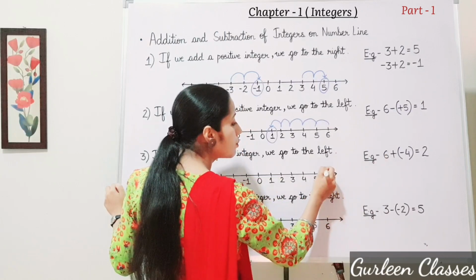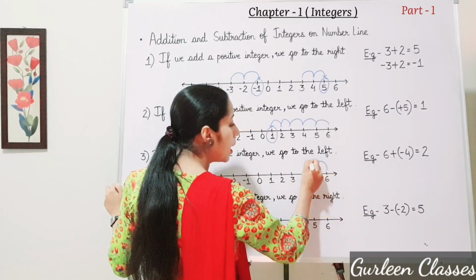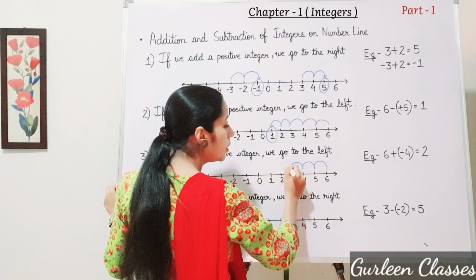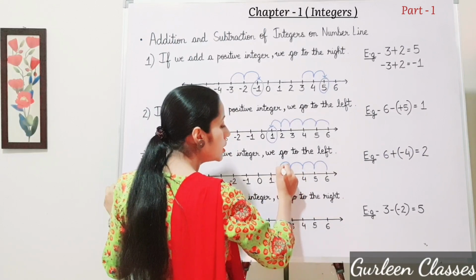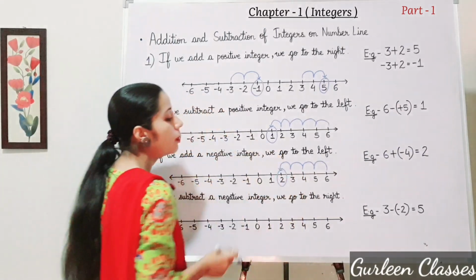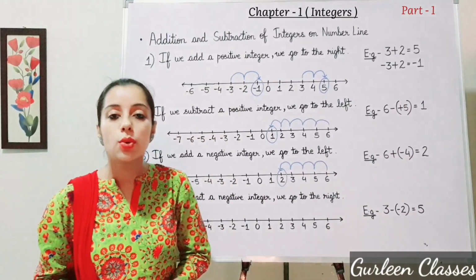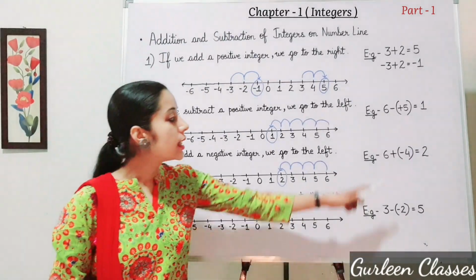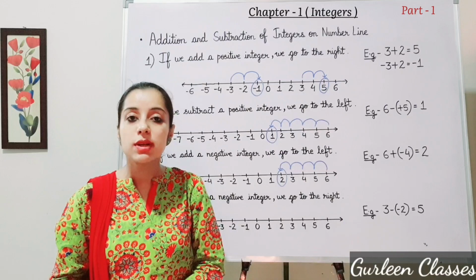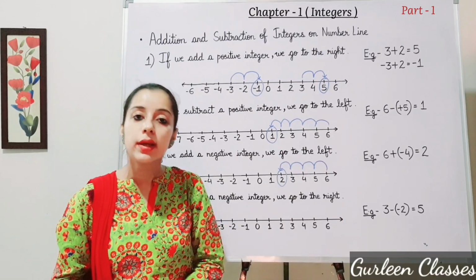6 plus minus 4, move 4 steps backward. 1, 2, 3, 4. So the correct answer is 2. 6 minus 4 is 2. As we have already discussed, plus minus minus, it will be 6 minus 4, which is equal to 2.